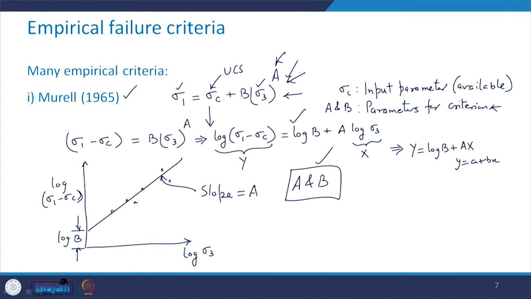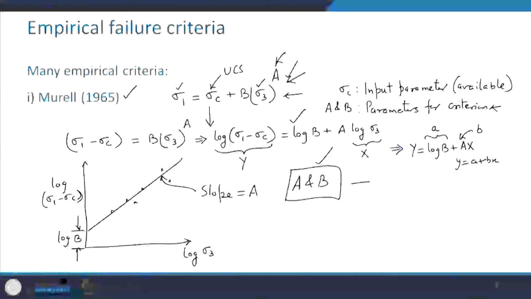Again, here you can convert it, taking this as small a and this as small b, and whatever steps we followed earlier to fit a straight line, you follow the same steps for the regression analysis and get a and b, or you can do that graphically in this particular fashion.